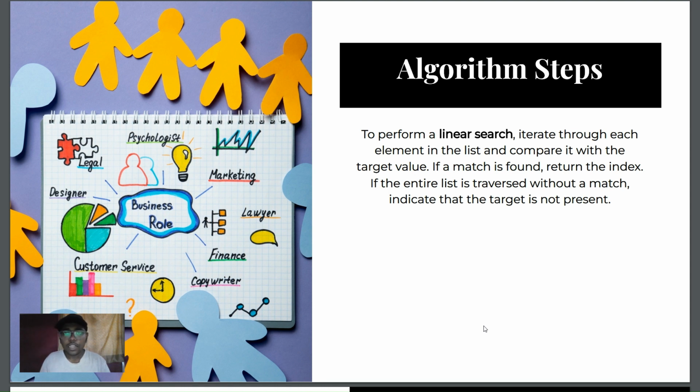Algorithm steps. To perform a linear search, we have to iterate through an array, searching for an element and comparing each one with the target value. If a match is found, we return the index. If the entire list is traversed without a match, we indicate that the target is not present.